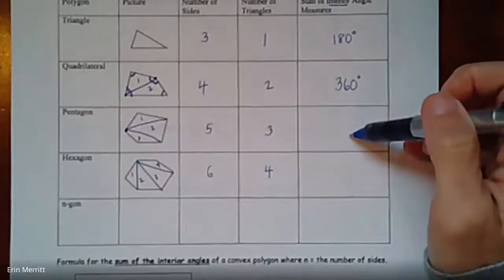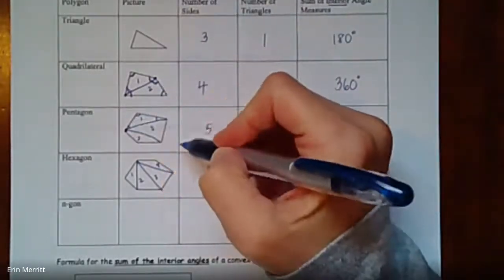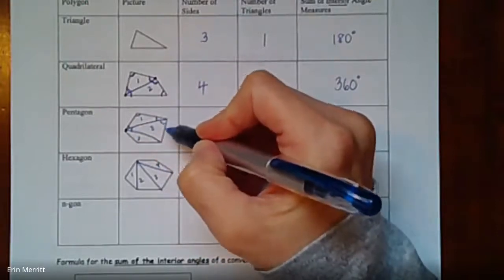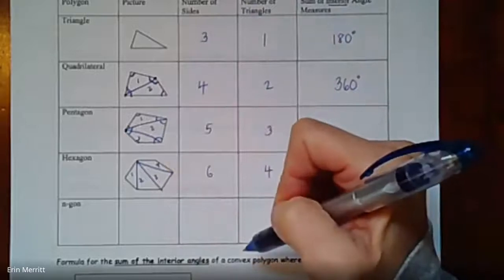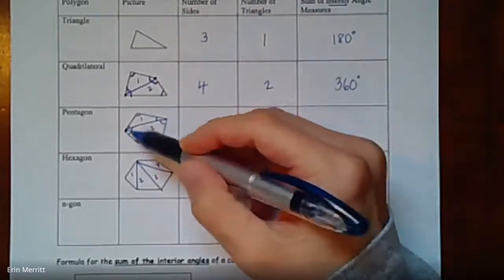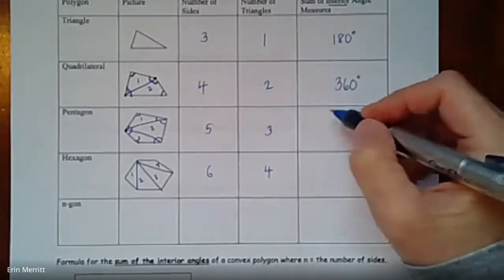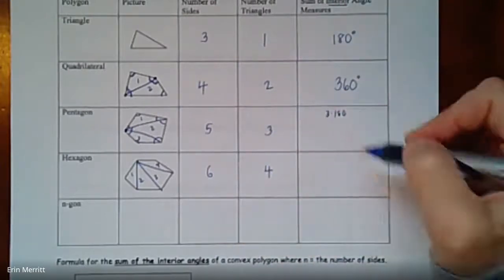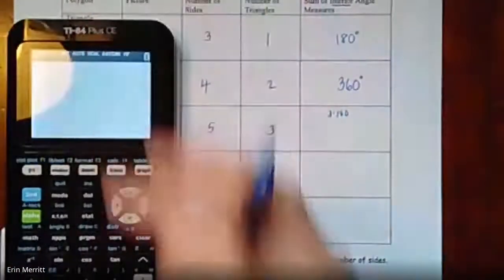I can use the same argument here. If I look at all the corners of the triangles, so there's the corners of one. Here are the corners of the next one. There's the 3 corners of the last one. All together make up those 5 angles here. So if I have 3 triangles, then I really have 3 times 180. And if you grab your calculator, here's where it starts to come in handy.